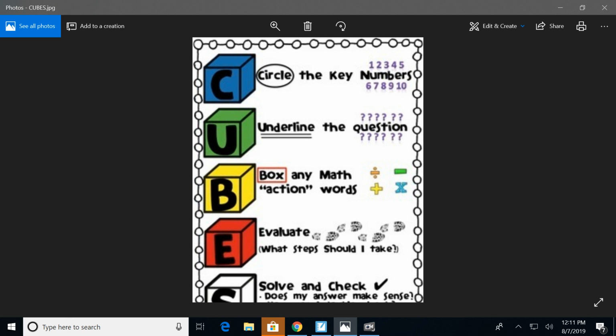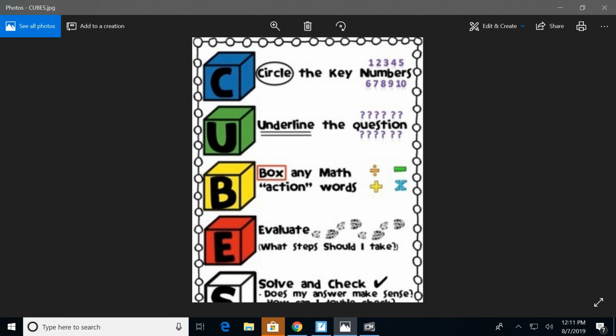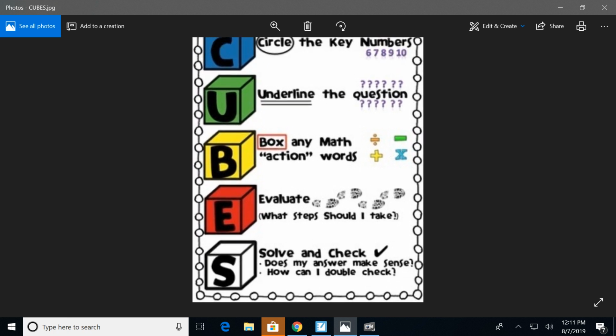All right. So the last read is for you. And this time you are going to finish the problem with the E and the S. Evaluate, figure out what your steps are going to be. Write the equation that represents the scenario. Solve the equation. I don't care how you solve it. You can use any method you choose.